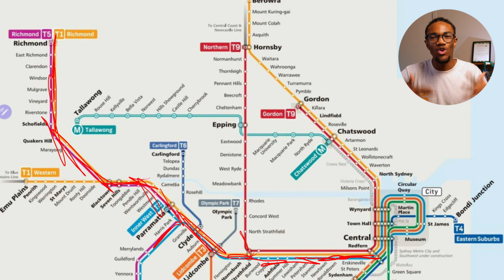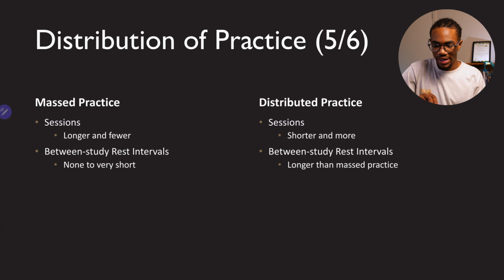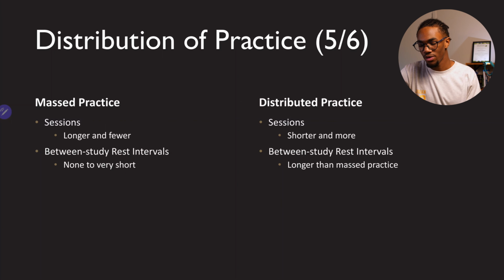The next one is distribution of practice. And this was the difference between mass practice and shorter sessions. So basically mass practice is longer and fewer sessions, and distributed practice is sessions that are shorter and more frequent.